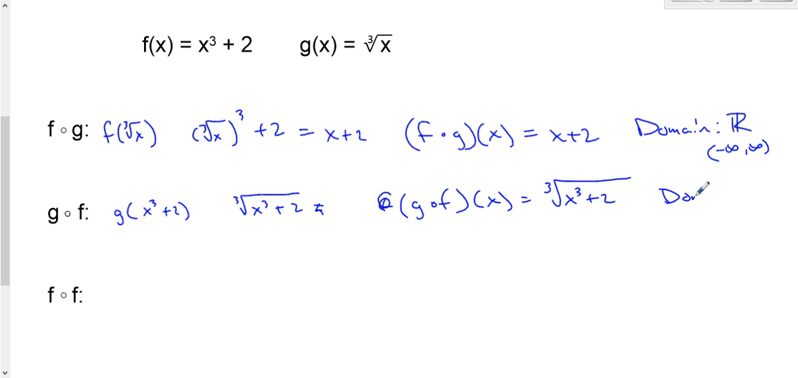The domain: because there are no restrictions in the outcome and no restrictions from the beginning, we have all real numbers.